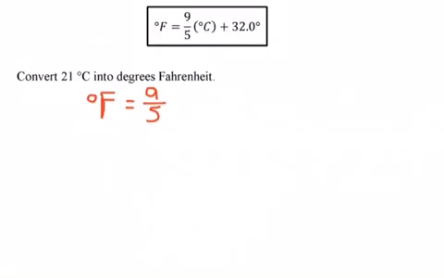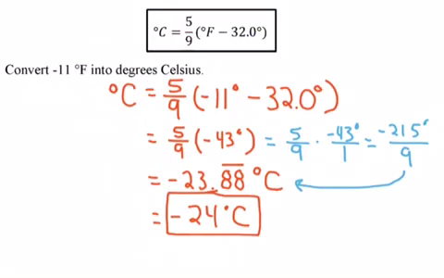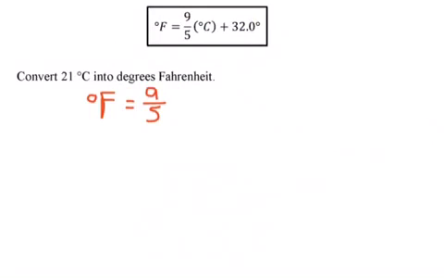Now, pay attention, okay? This fraction is only being multiplied by your temperature in Celsius. This 9 over 5 is not being multiplied by the 32, okay? So this is only being multiplied by your temperature in Celsius. That's different than the last one, where you had your fraction 5 over 9 being multiplied by that entire quantity. Okay, so let's go to this slide.